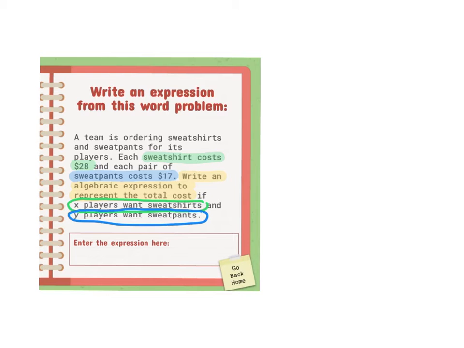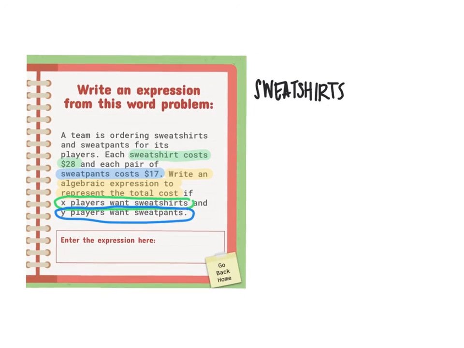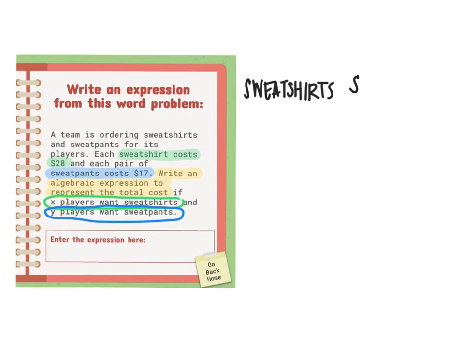First of all, we know sweatshirts and sweatpants are the two things that people are wanting on this team. So sweatshirts, and then we have sweatpants. So basically sweats. I'm just going to write sweats because I'm lazy. Okay, so for sweatshirts, we know that they cost $28. It's an expensive sweatshirt. And we know the sweatpants cost $17. Right now all you see me doing is breaking down the information. This is what you need to do when you're solving these things.